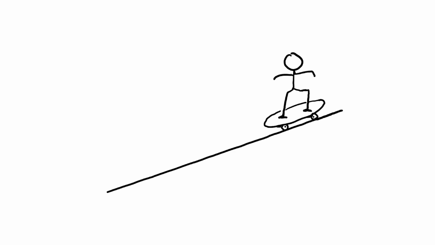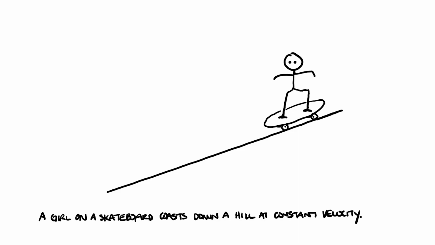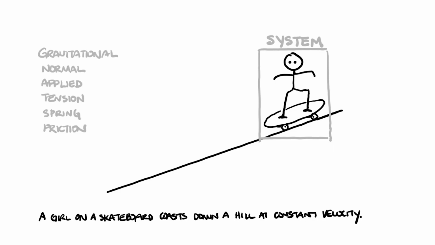All right, last one. A girl on a skateboard coasts down a hill at constant velocity. Let's analyze the forces acting on the girl and the skateboard system. That means to say, let's consider the girl and the skateboard to be one object and analyze the forces acting upon them together. We'll start by identifying the forces at work. The gravitational force from Earth, the normal force from the surface of the hill, and the force of friction between the skateboard's wheels and the surface of the hill.